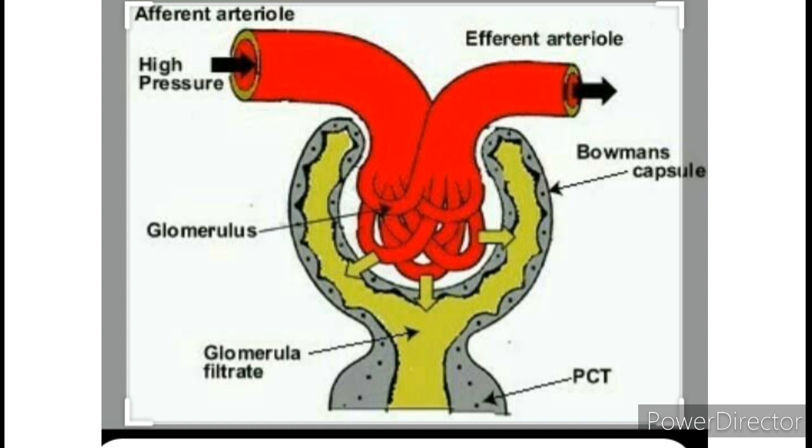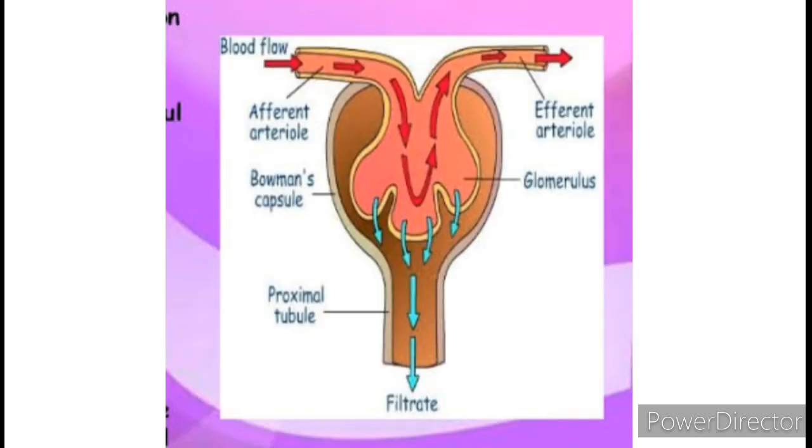Now the filtered blood enters the cup of the Bowman's capsule, and it consists of waste products. The main important waste products filtered here are urea and some salts like creatinine. The filtrate enters the next tubule, called the proximal convoluted tubule. In the proximal convoluted tubule, the glomerular filtrate also consists of some useful substances, such as glucose, amino acids, water, bicarbonate, sodium, calcium, vitamins, etc.